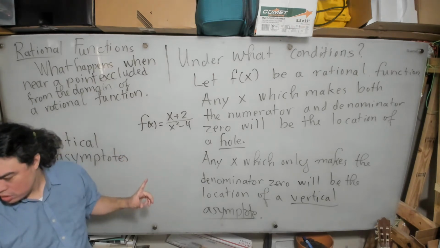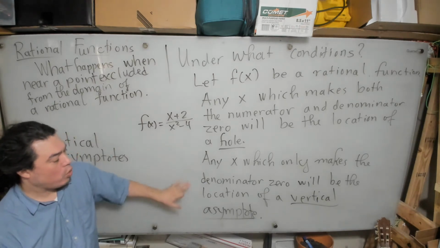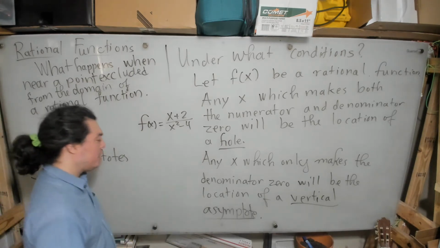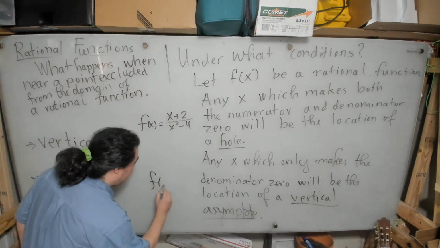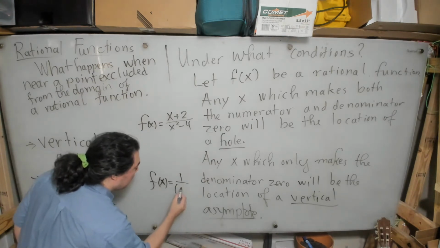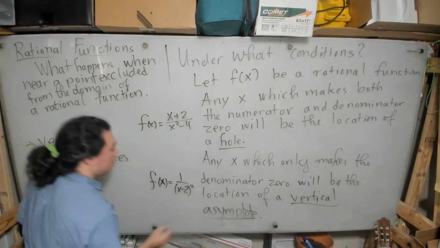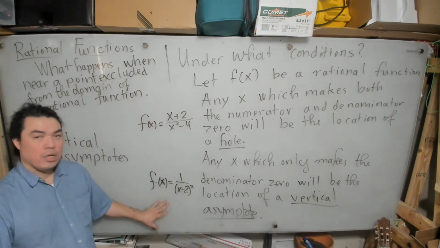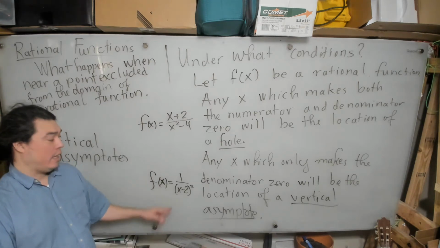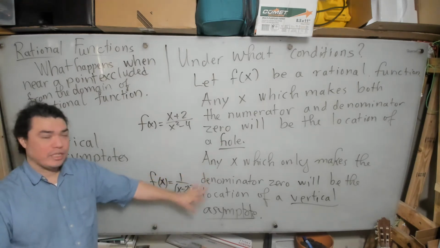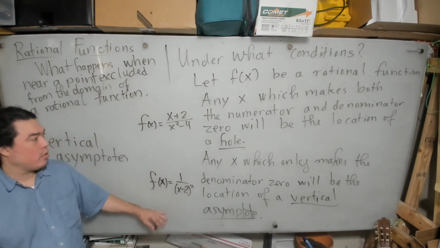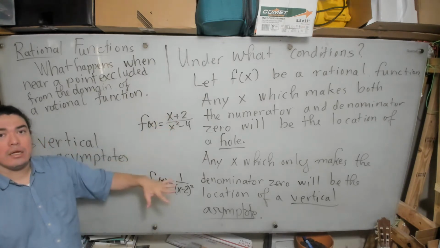Okay? Now, any x which only makes the denominator 0 will be the location of a vertical asymptote. Let's look at this one. F of x equals, let's just say for variety, 1 over x minus 2 squared. You can see that the value x equals 2 does in fact make the denominator 0. It does not make the numerator 0, so it falls into this category. This rational function will have a vertical asymptote at x equals 2. Okay? So you can see that both of these cases can be seen.